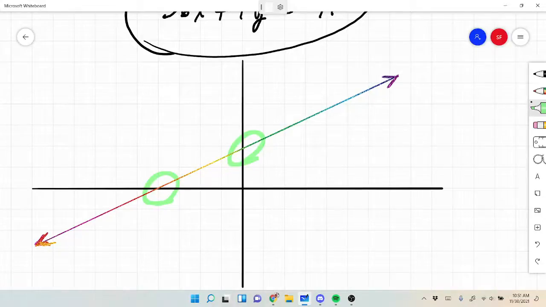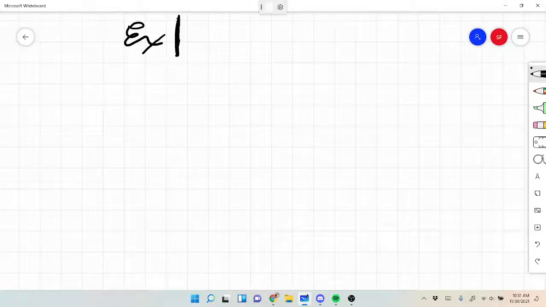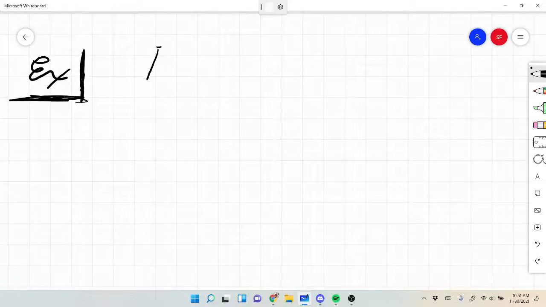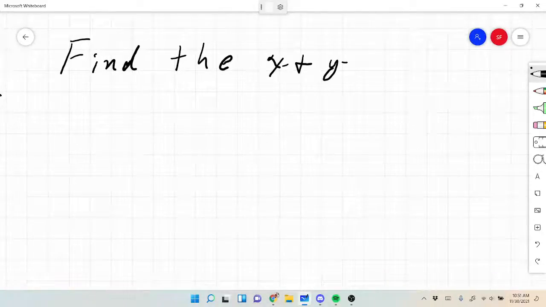Okay, so let's look at a table example. I'm going to write this one down, and we're going to do this one together. So here we go. The x and y intercepts.